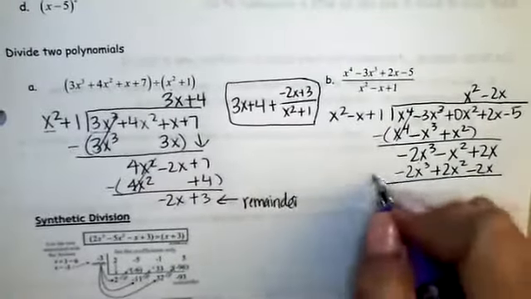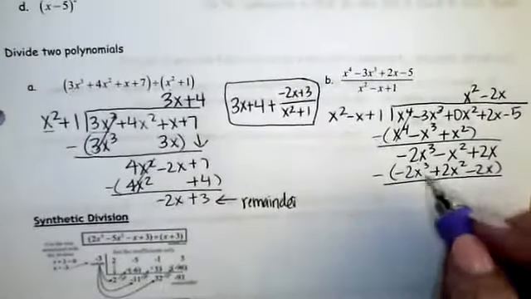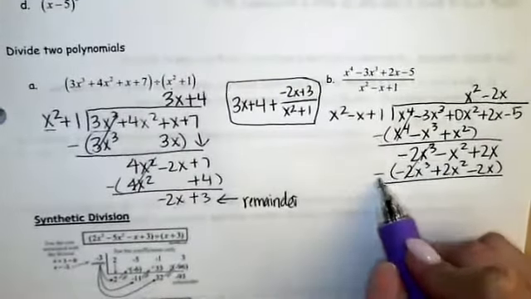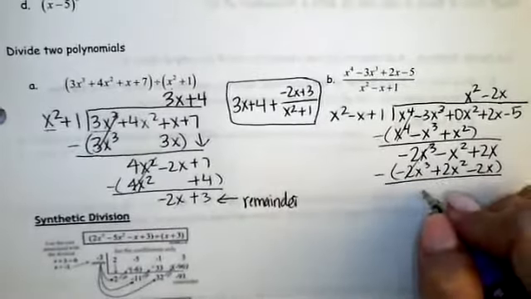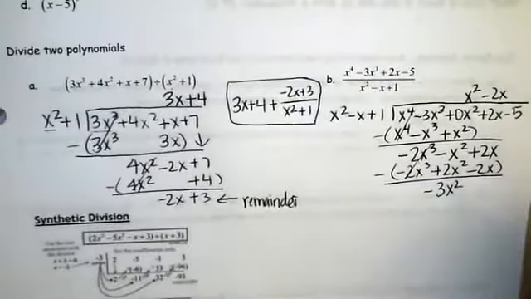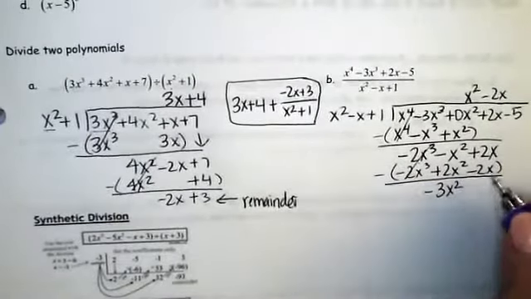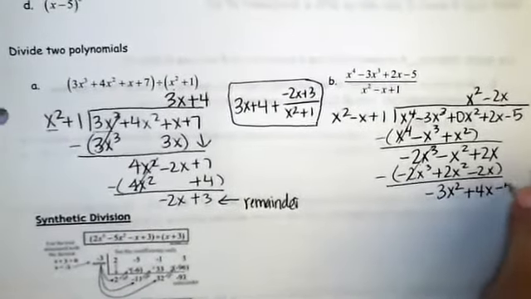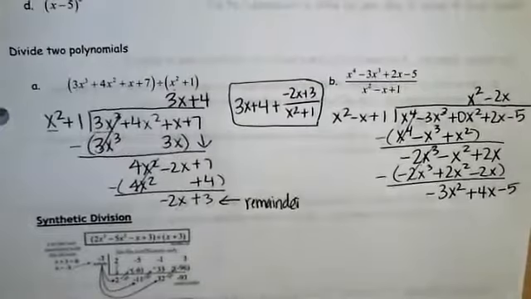And then we subtract the entire row. This first one cancels out. Negative x squared minus 2x squared gives me a negative 3x squared. And 2x minus a negative 2x gives me a positive 4x. And then I can bring down the 5.